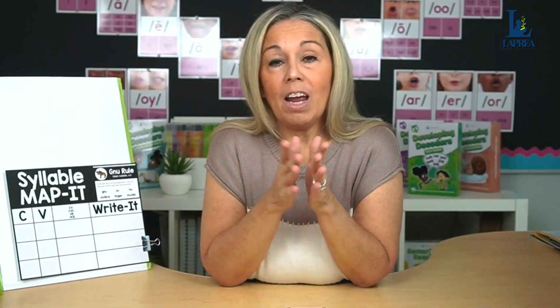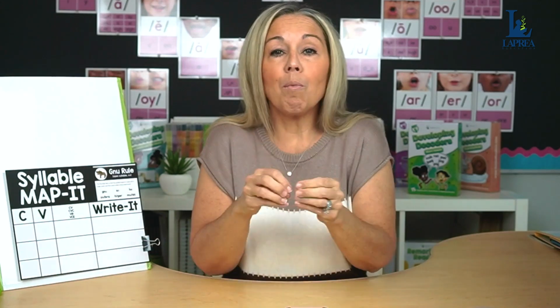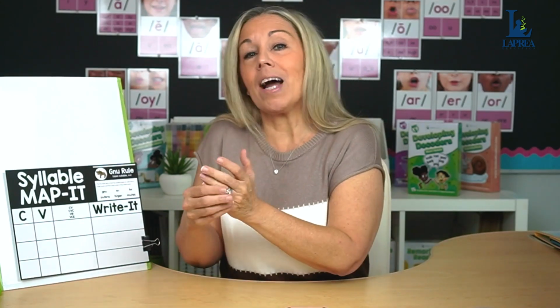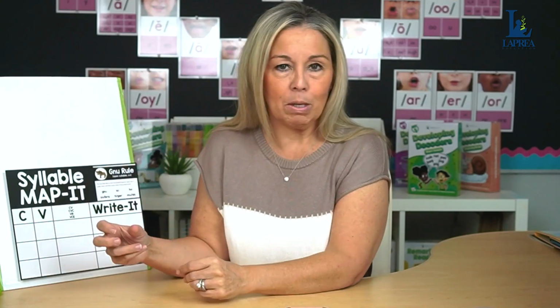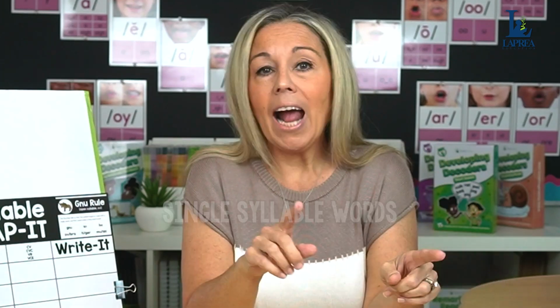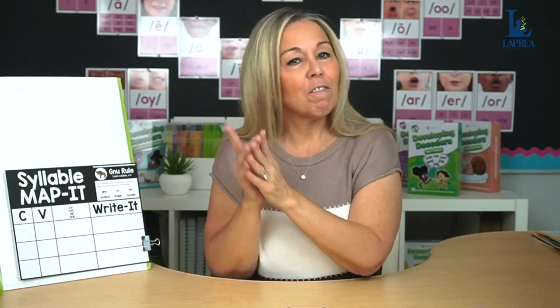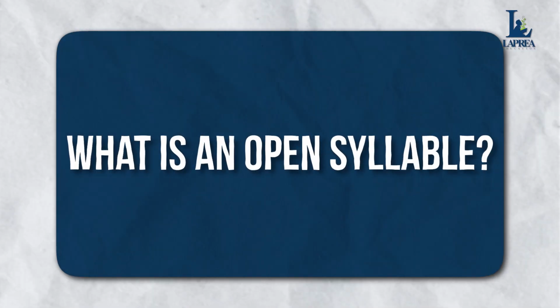So let's jump in. If you've been following along in our previous videos, you're already familiar with how we map words with closed syllables and with that silent E, magic E syllable type. And today we're going to dive into open syllables, starting with single syllable words and then moving into multisyllabic words. We're also going to discuss that tricky schwa sound that we often see in multisyllabic words. Let's get started. First things first, what is an open syllable?